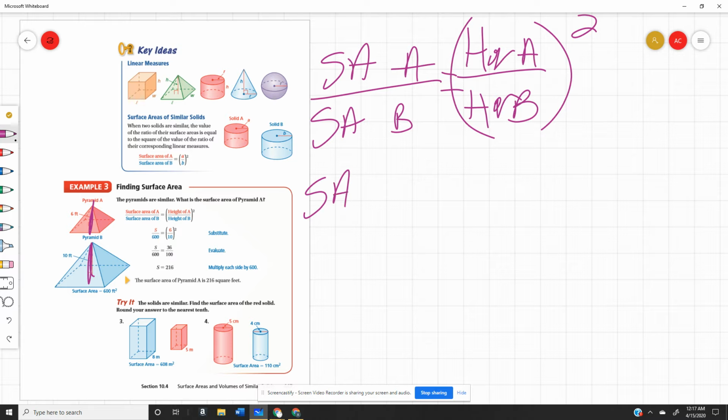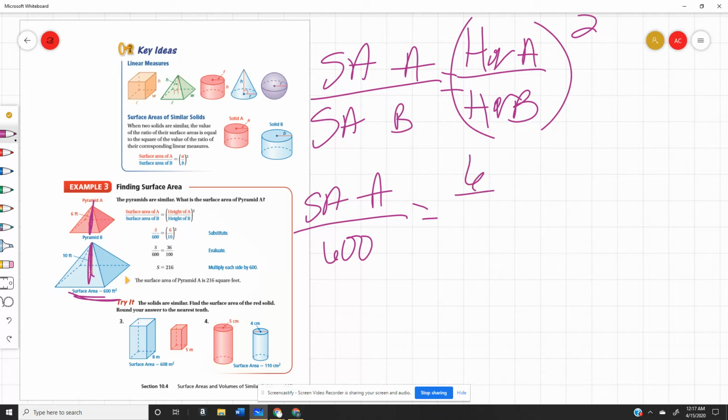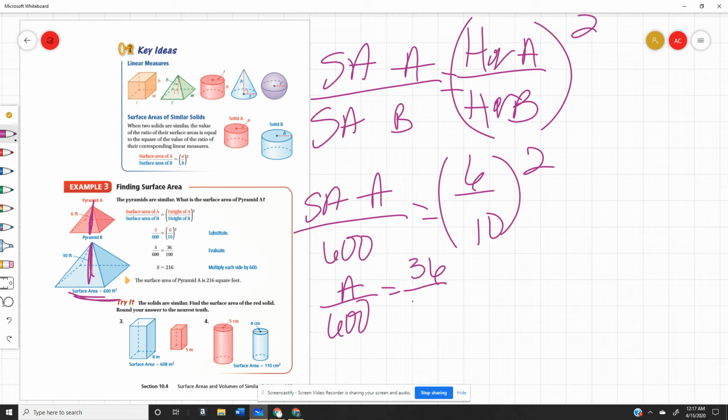So surface area. Let's plug in some missing pieces. Surface area of A, I don't know. That's what I've got to find, okay? Surface area of B, they tell me is 600. The height of A is 6 and the height of B is 10. Square it, okay? So A over 600 is equal to 36 over 100.